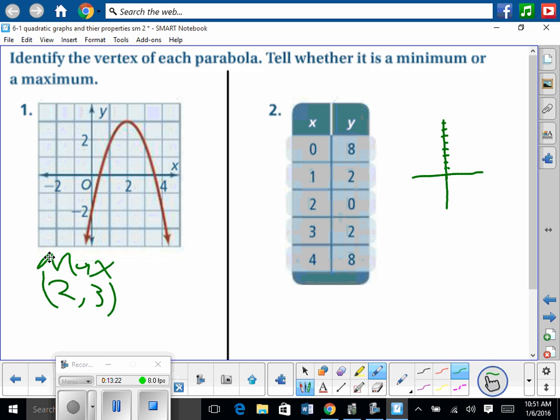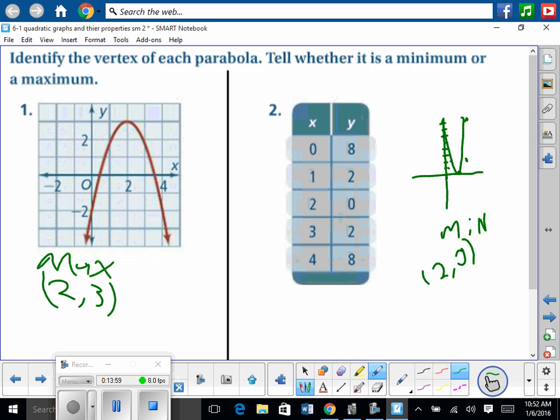So 8 up would put you at 0A right there. 1 and 2 would be 1 and 2 right there, and then 2 and 0 would be right about there. 3 and 2 is back up, and then 4 and 8 is back up over here. So it's a minimum of 2 and 2. Good.